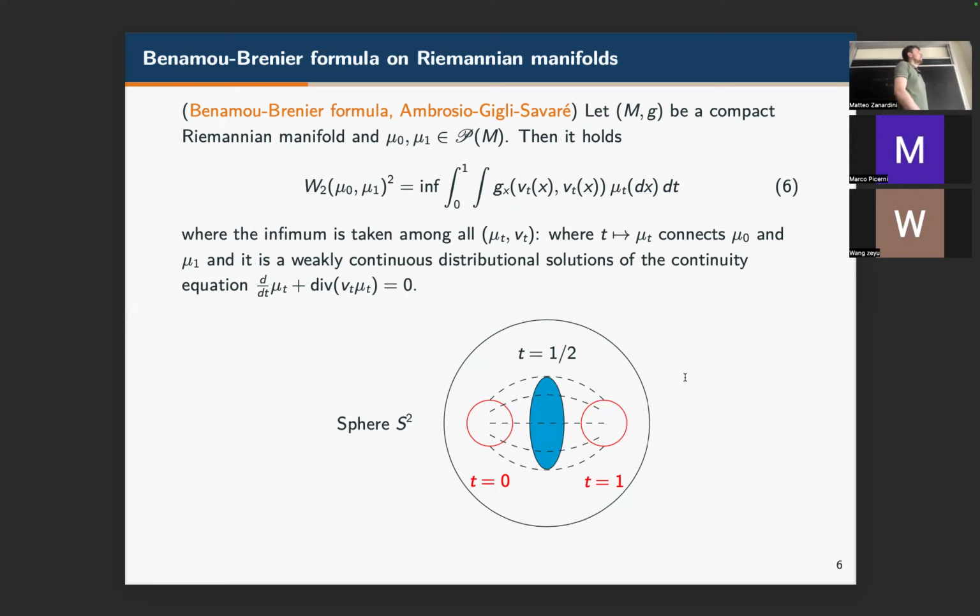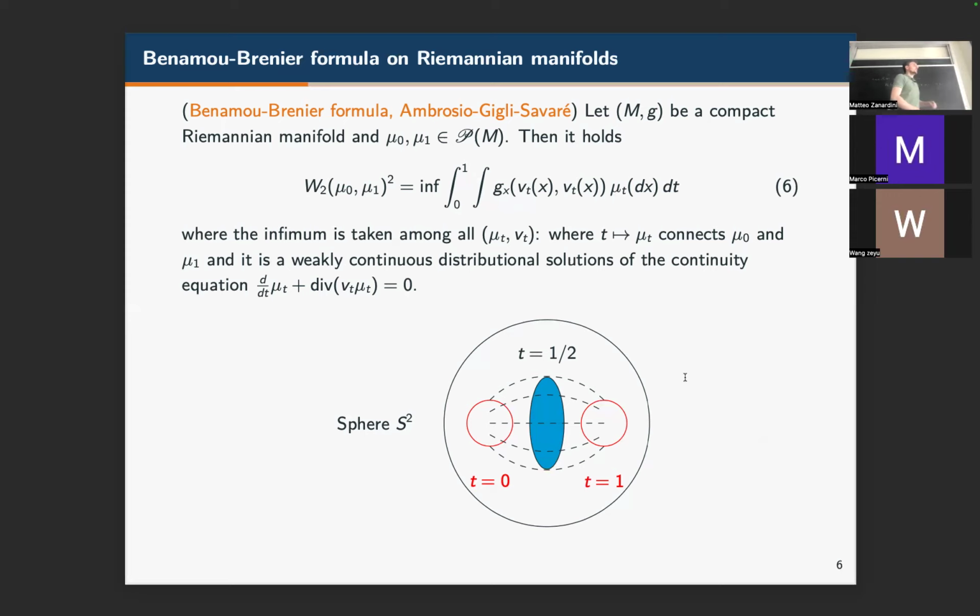Consider a compact Riemannian manifold and two probability measures on it. Then the formula in (6) holds. That is to say, the Wasserstein distance, the two-Wasserstein distance squared, coincides with an infimum problem where you take an integral from 0 to 1 of the scalar product in L2 of mu_t of the time-dependent vector field v_t(x) with itself, integrated in t, where the infimum is computed with respect to couples mu_t and v_t, where t mapped in mu_t connects mu_0 and mu_1, which are the given measures.